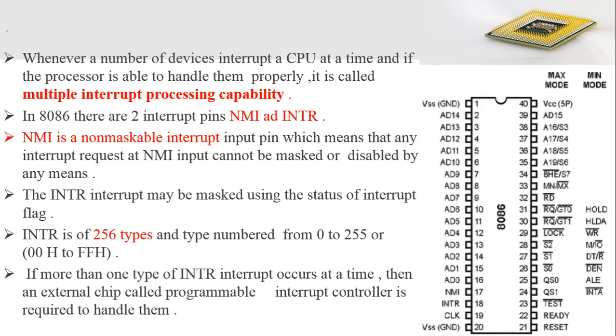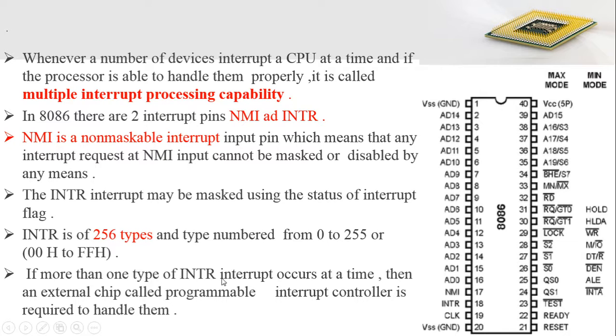We have another classification for interrupts, like internal or external interrupts. Okay. So INTR is of 256 types. The interrupts are divided into different types, and totally we have 256 different types of interrupts, numbered from 0 to 255. So a total of 256 different types of interrupts are available in 8086, including both INTR and NMI interrupts, numbered from 0 to 255.